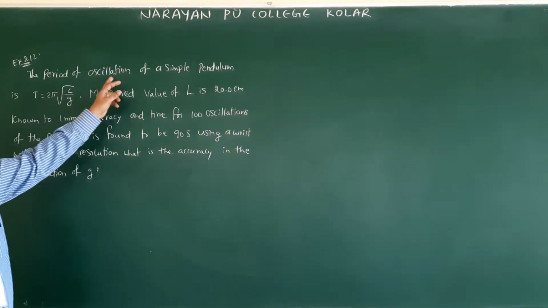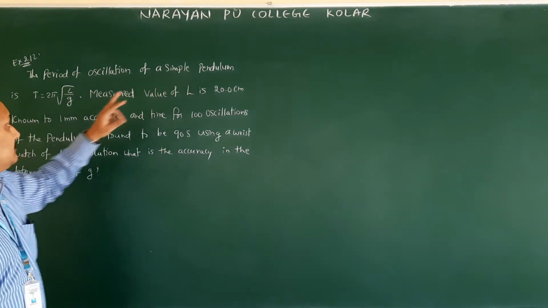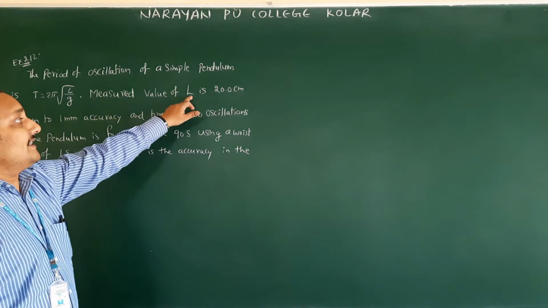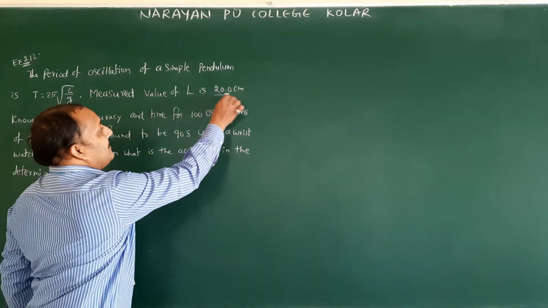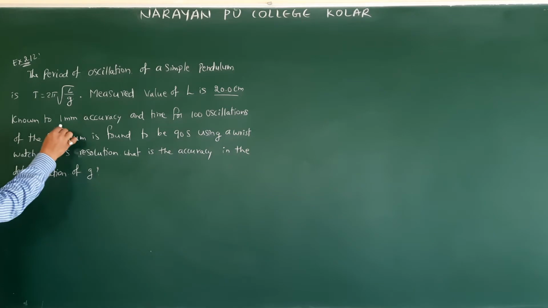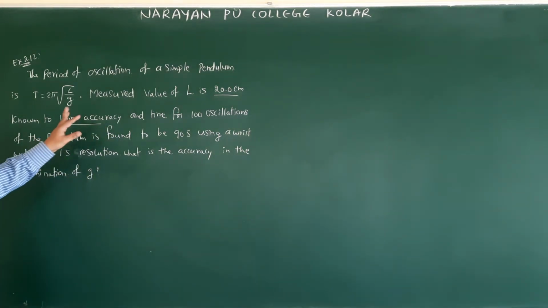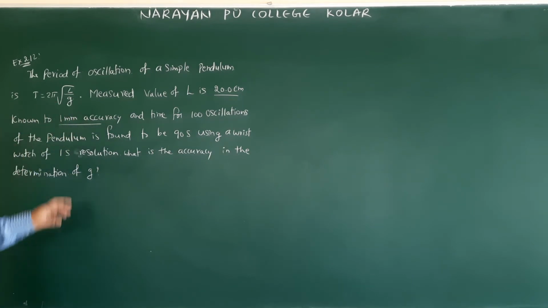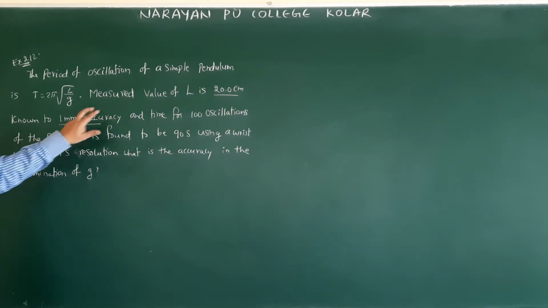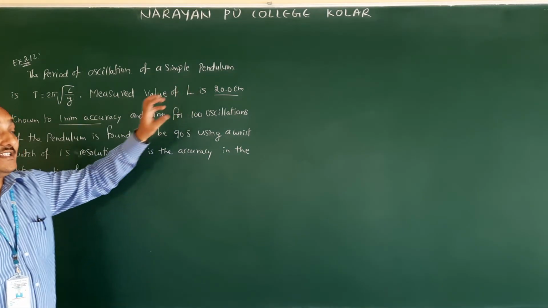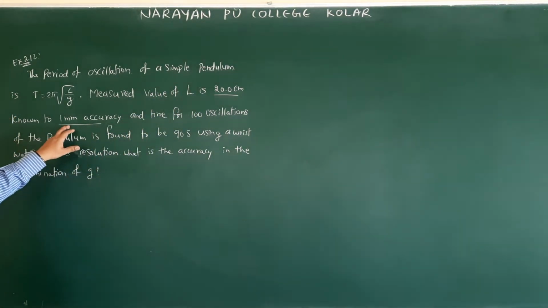The period of oscillation of a simple pendulum, they gave time period T is equal to 2 pi root L by g. The measured value of length L is 20 centimeters, known to 1 mm accuracy. Up to 1 mm accuracy they found. It means the scale with which they are going to find the length is resolved up to 1 mm. Resolved up to 1 mm means already I gave 3 different scales for it.